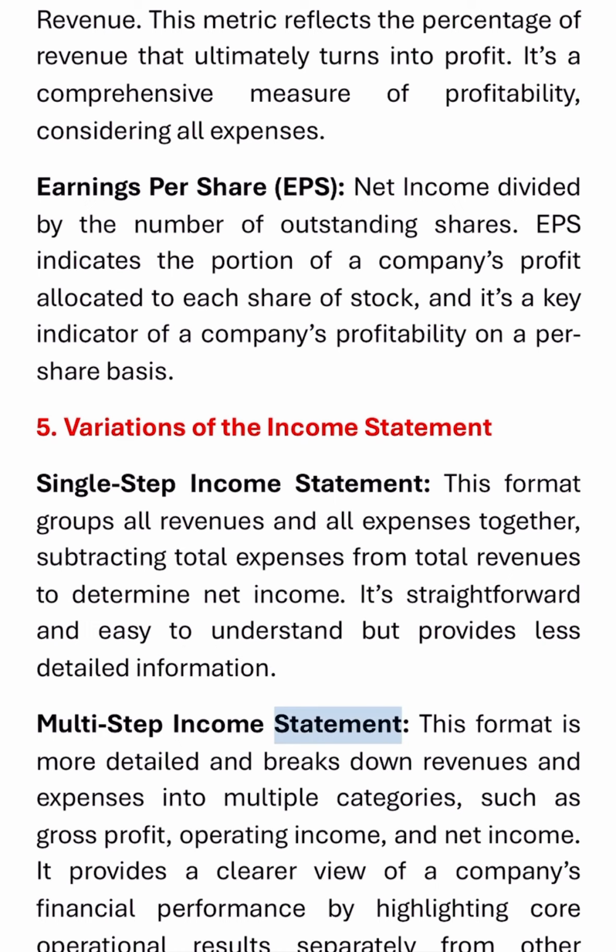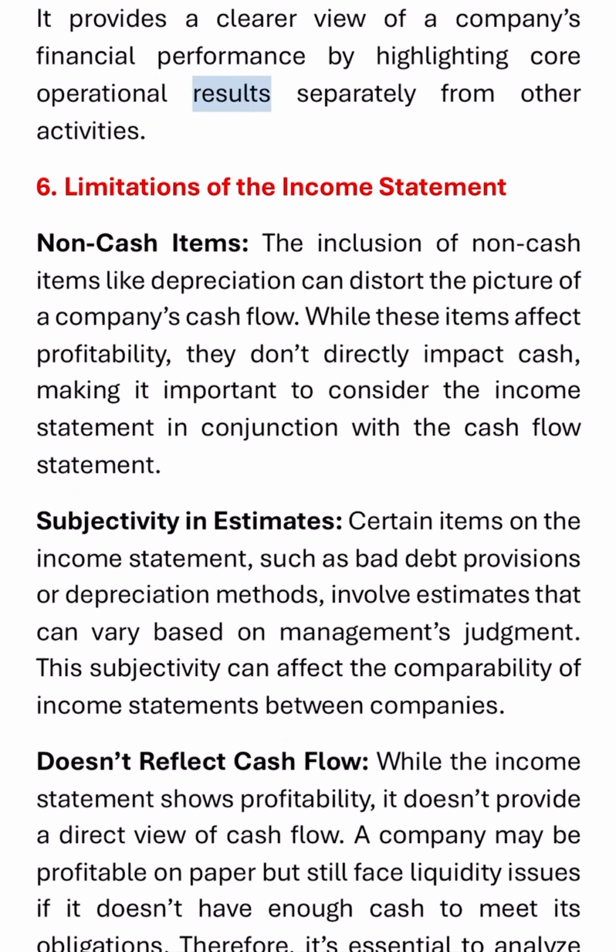Multi-step income statement. This format is more detailed and breaks down revenues and expenses into multiple categories, such as gross profit, operating income, and net income. It provides a clearer view of a company's financial performance by highlighting core operational results separately from other activities.